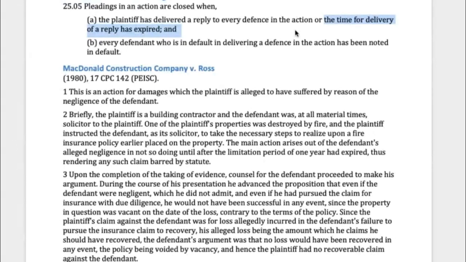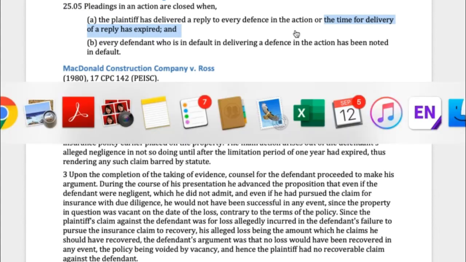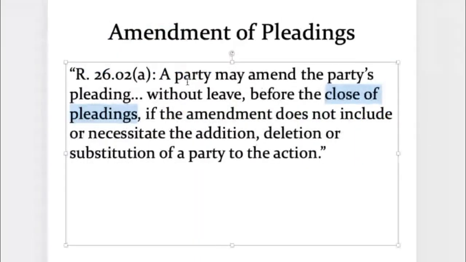These rules tend to be kind of flexible, so we're not going to deal with the timelines in too much detail. But I'm just raising them now to explain this, right? When pleadings are deemed to have closed: they're deemed to have closed after the reply, or if the time for issuing that reply has expired.